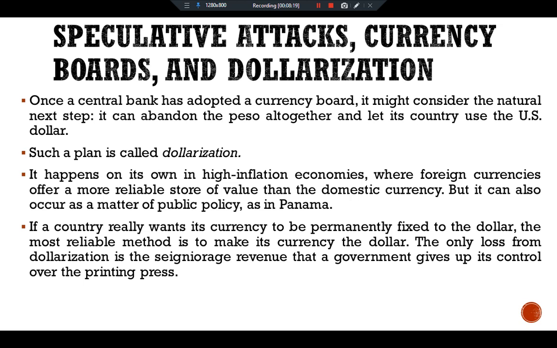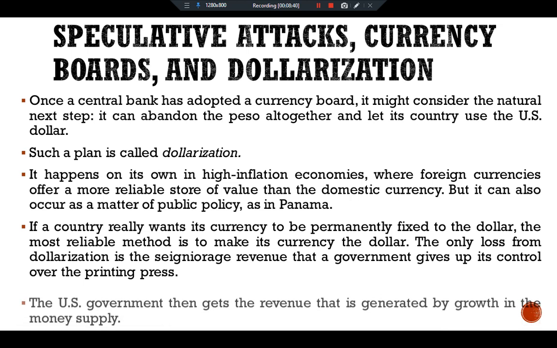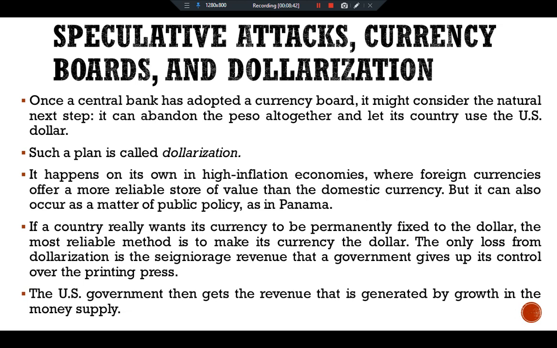The only loss from dollarization is the seigniorage revenue, as a government gives up its control over the printing press. So when this happens, the seigniorage revenue can never be gained by that government. Then the US government gets the revenue that is generated by the growth in the money supply.